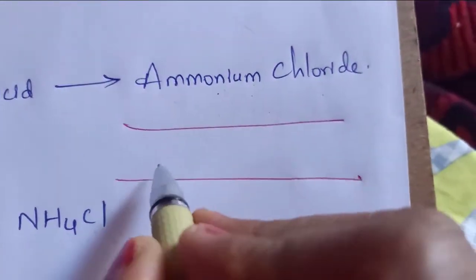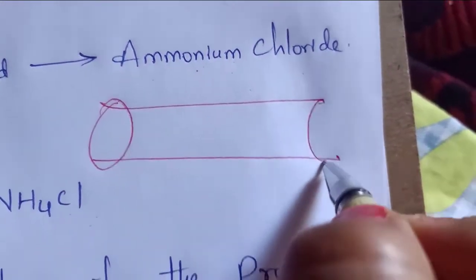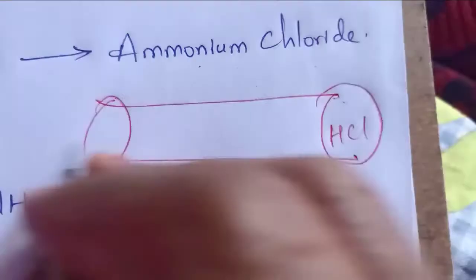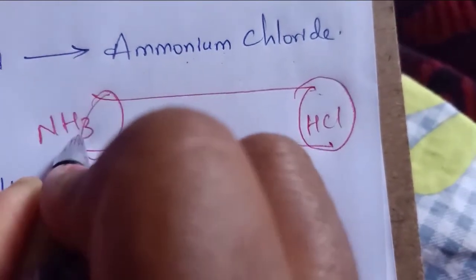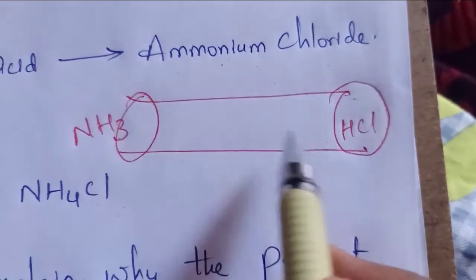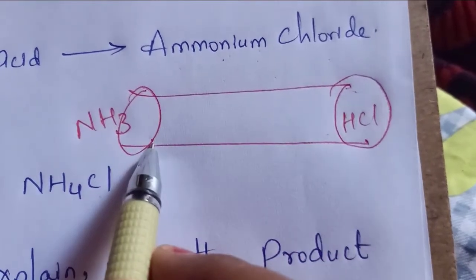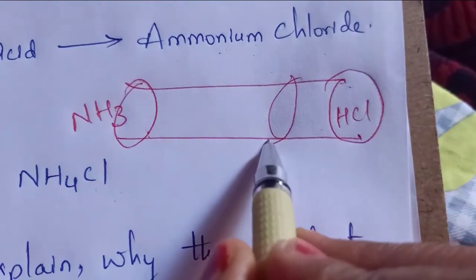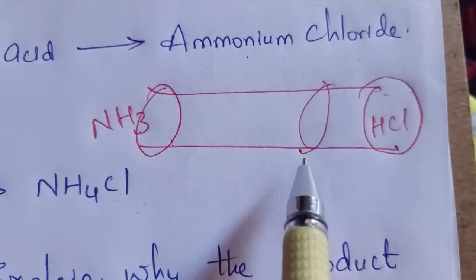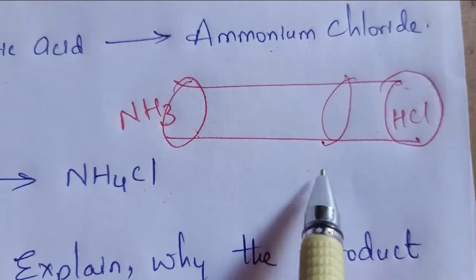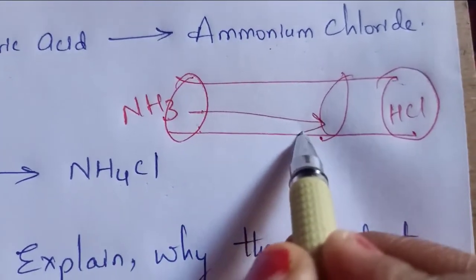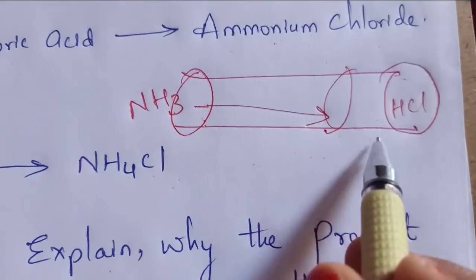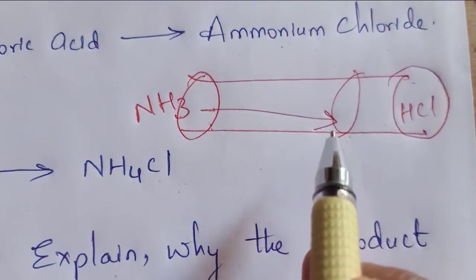Think of this as a long narrow glass tube. We place the two cotton plugs, one with hydrochloric acid and one with ammonia. When both the gases react together, they form a white ring. So you can see a white ring formation taking place here, in the tube. Observe and measure the distance of the white ring from the two ends of the glass tube. So what is the explanation here?